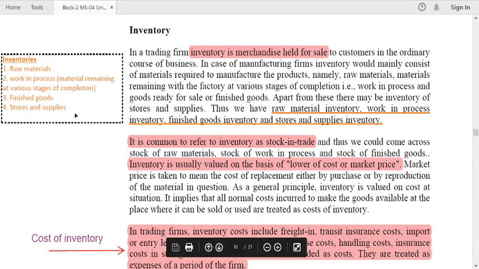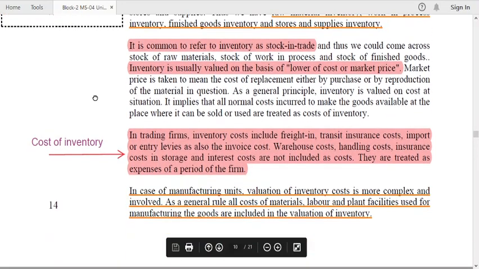The different kinds of stock of goods are raw material, which is used in production; work in process, materials remaining at various stages of completion; finished goods, the end products; and stores and supplies. These are all the inventory. These are also treated as current assets.